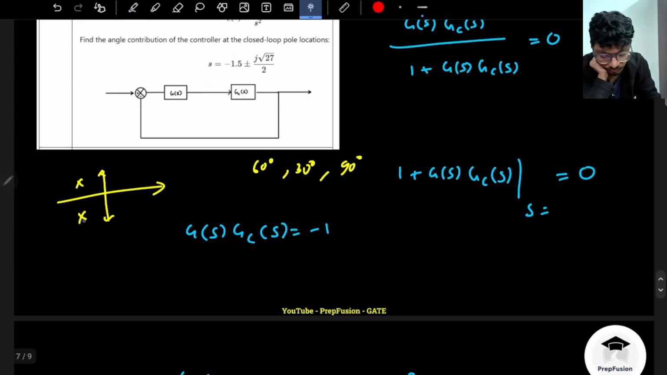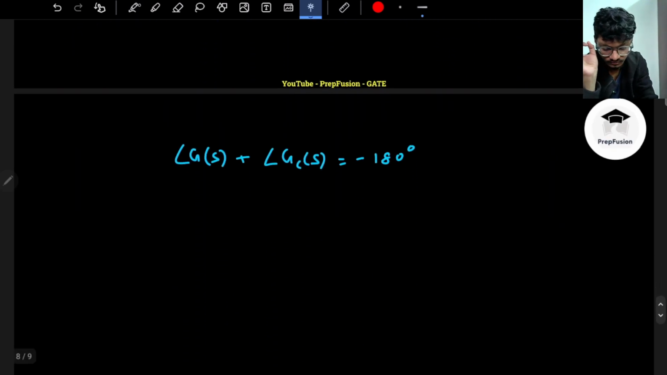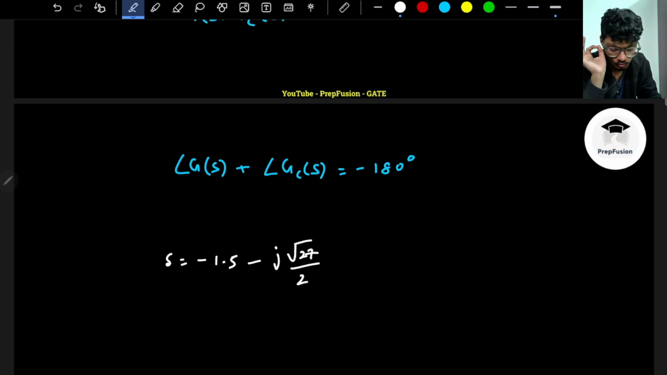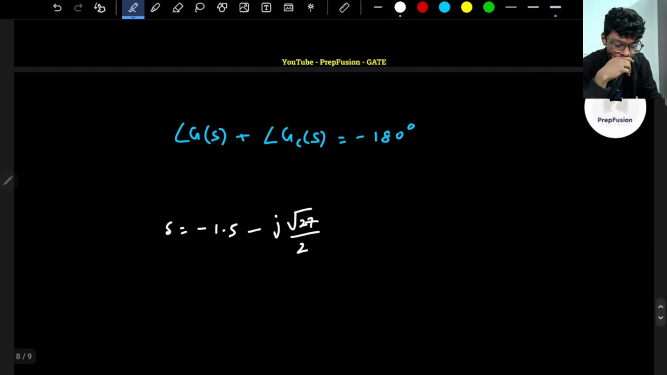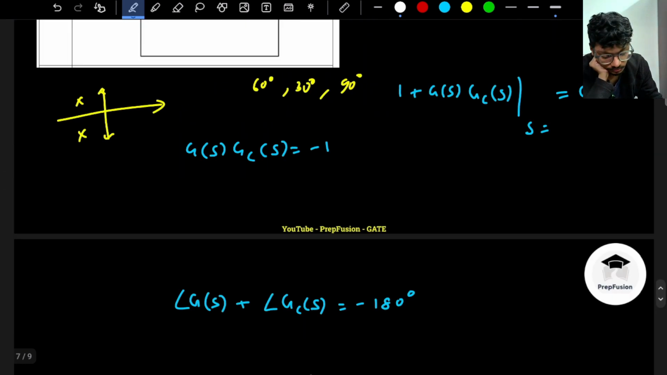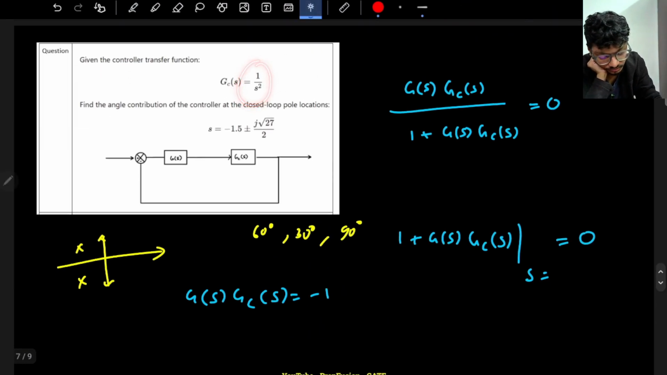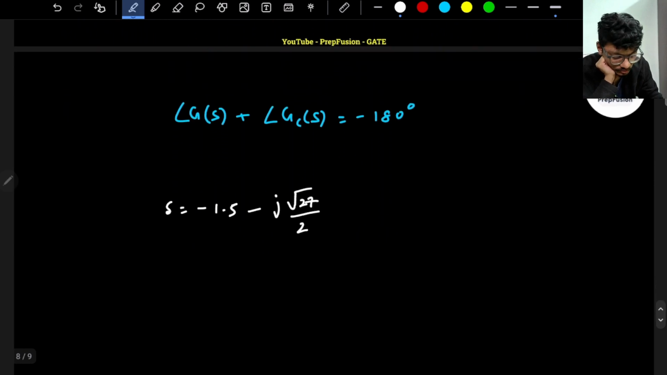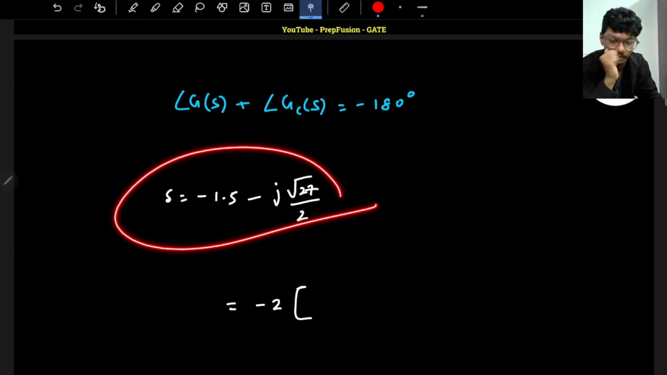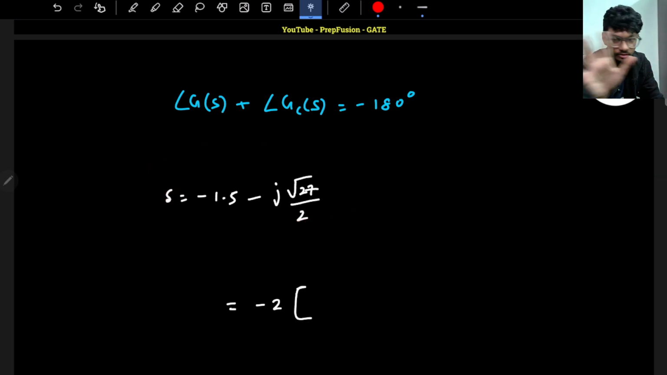So let me calculate for the third quadrant pole. For now, I will put my pole s equals minus 1.5 minus j root 27 by 2. Now if I want to calculate the angle of this pole, because this is 1 by s square, the angle will be minus 2 into whatever angle is contributed by this s. I hope you know all this, I will not explain here.